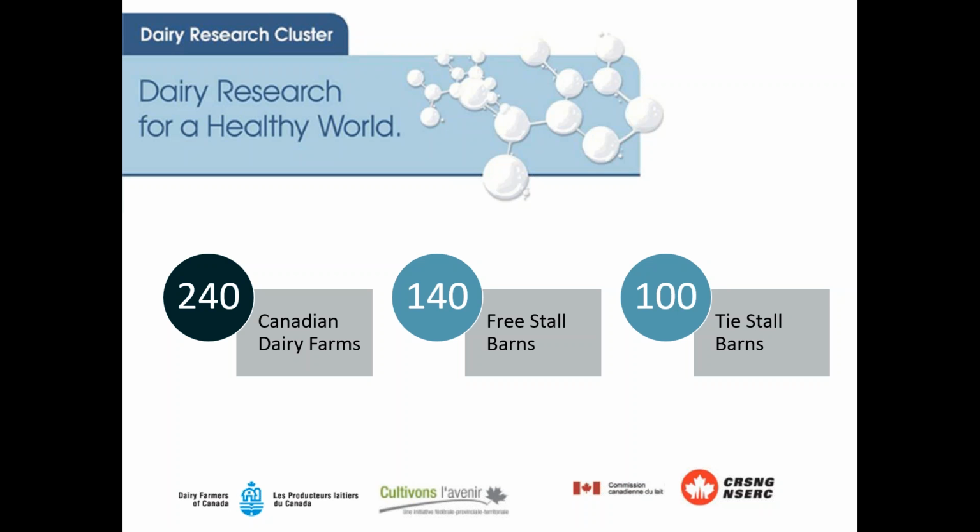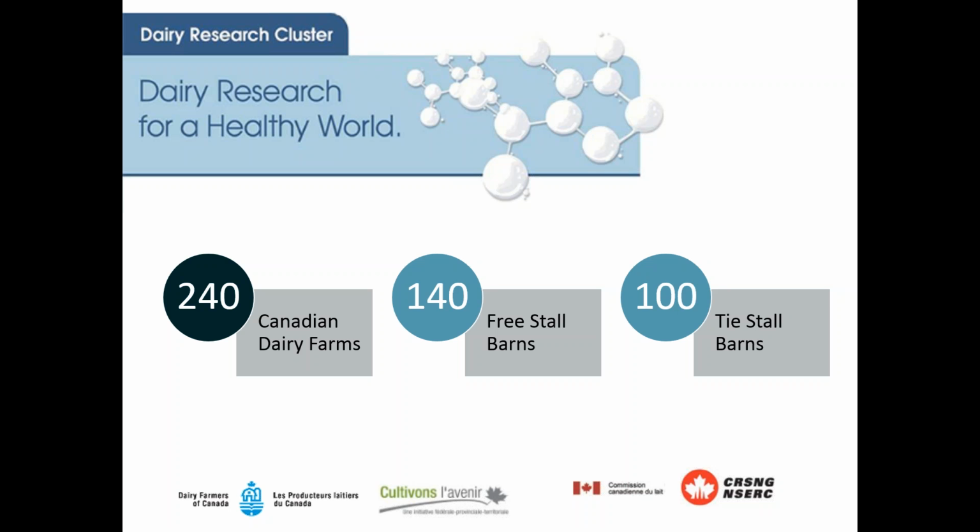In particular, they had a sample of about 240 dairy farms across Canada. Over half were freestall barns, 140, of which about 30 were robotic milking facilities, and then about 100 tie stall barns. And what we're going to do is show you that.